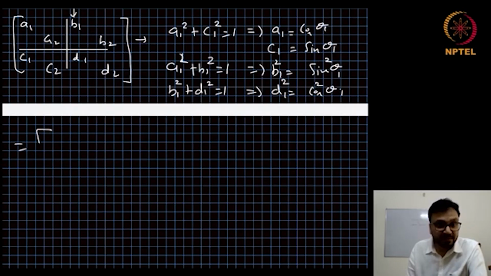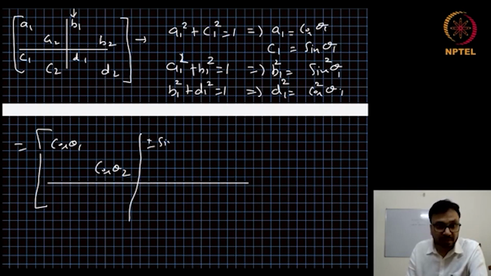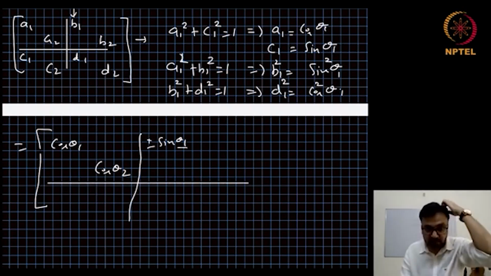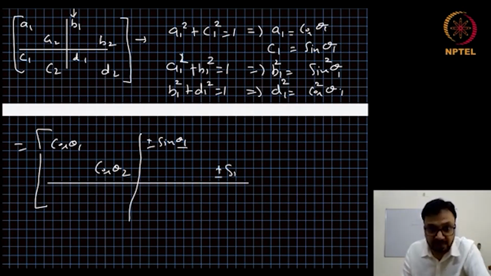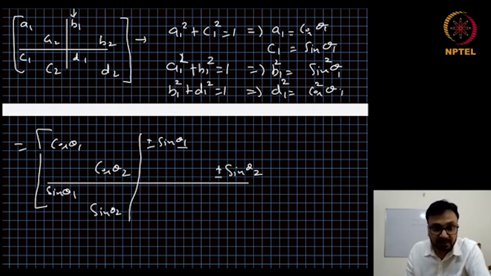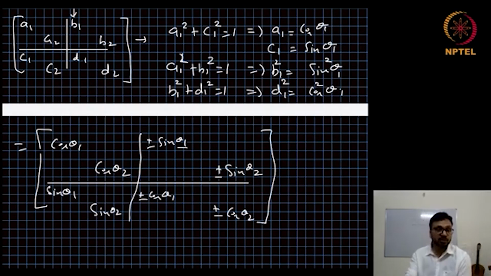So the matrix becomes cos of theta 1 and cos of theta 2, plus minus sine of theta 1, and plus minus sine of theta 2, then sine of theta 1, sine of theta 2, and cos of theta 1 and cos of theta 2 with plus minus signs. This is the form of the matrix we have. The first sign we can choose at our wish, but the other signs we cannot choose arbitrarily.